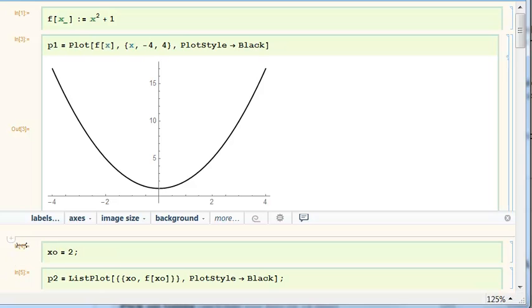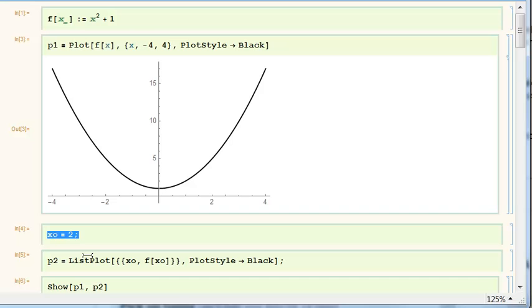This next line is defining the point of tangency, x0. We would also like to plot the point on there, so this is the way you plot points in Mathematica. It's called ListPlot. And we're list plotting x0, f of x0, which is the point that we would be using as the point of tangency. Also in black, that's named p2.